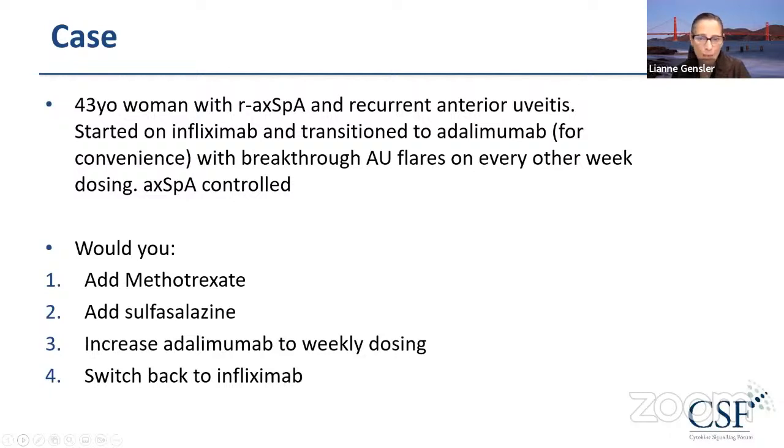However, she started to have breakthrough flares of uveitis, really significant. Drops would not fully control it. And the question is, what would you do? Would you add methotrexate to this patient's therapy? Would you add sulfasalazine? Would you increase the adalimumab to weekly dosing? Would you switch back to infliximab?